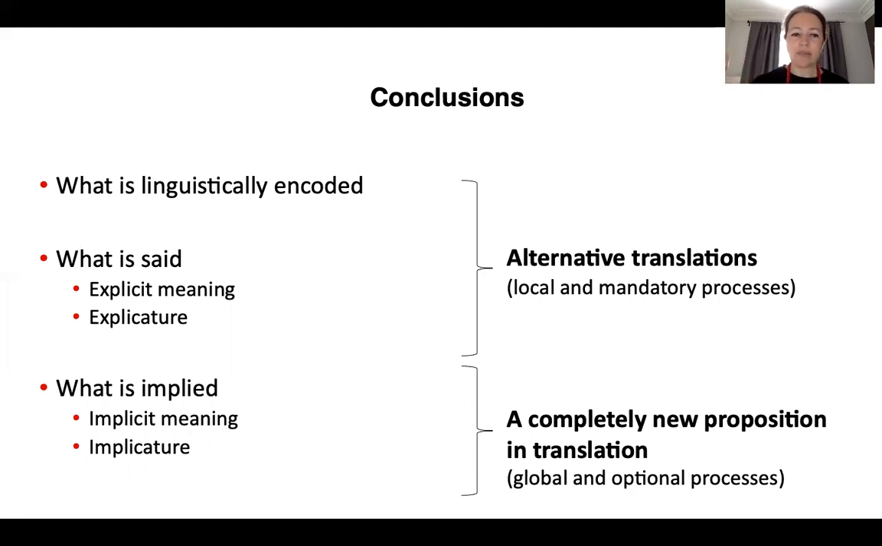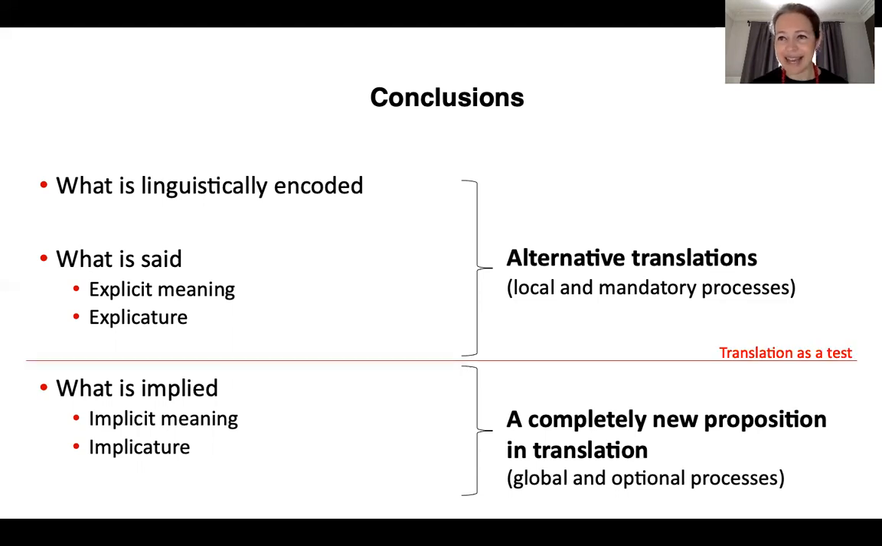While in the case of implicit meaning, called also implicature, or what is implied, in translation it can be preserved. It can be added, but it is, again, a completely new proposition, which amounts to a global, sometimes optional process. In this sense, translation as a test can be drawing this red thin line between implicit and explicit meaning.